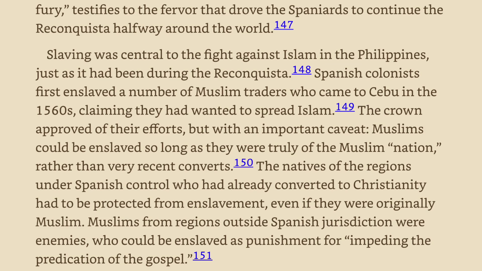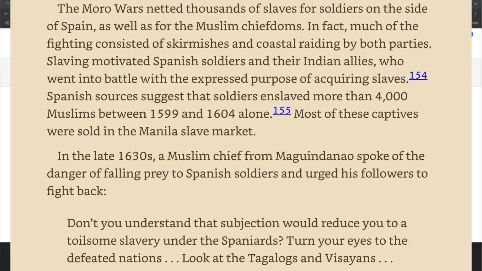There's a whole history, again, they don't really teach us. These people, again, are being sent through a middle passage, right, in the Pacific Ocean over to the Americas and other Spanish colonies around the world. The Moro wars netted thousands of slaves for soldiers on the side of Spain, okay? Thousands of slaves from the Moors that they were grabbing here in Southeast Asia, as well as for the Muslim chiefdoms. In fact, much of the fighting consisted of skirmishes and coastal raiding by both parties. Slaving motivated Spanish soldiers and their Indian allies, who went into battle with the express purpose of acquiring slaves.